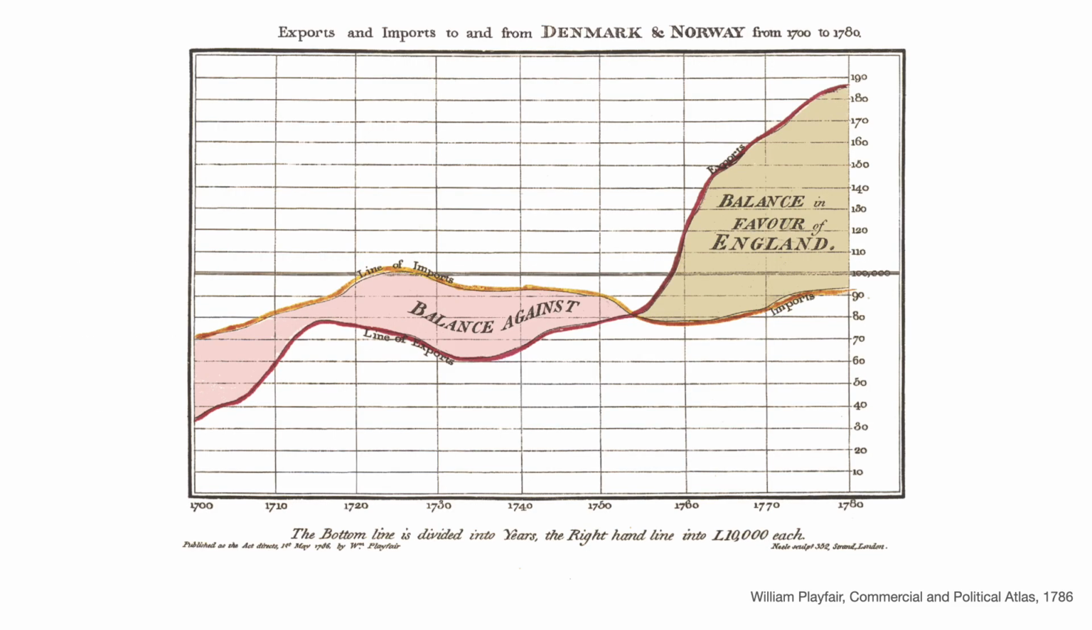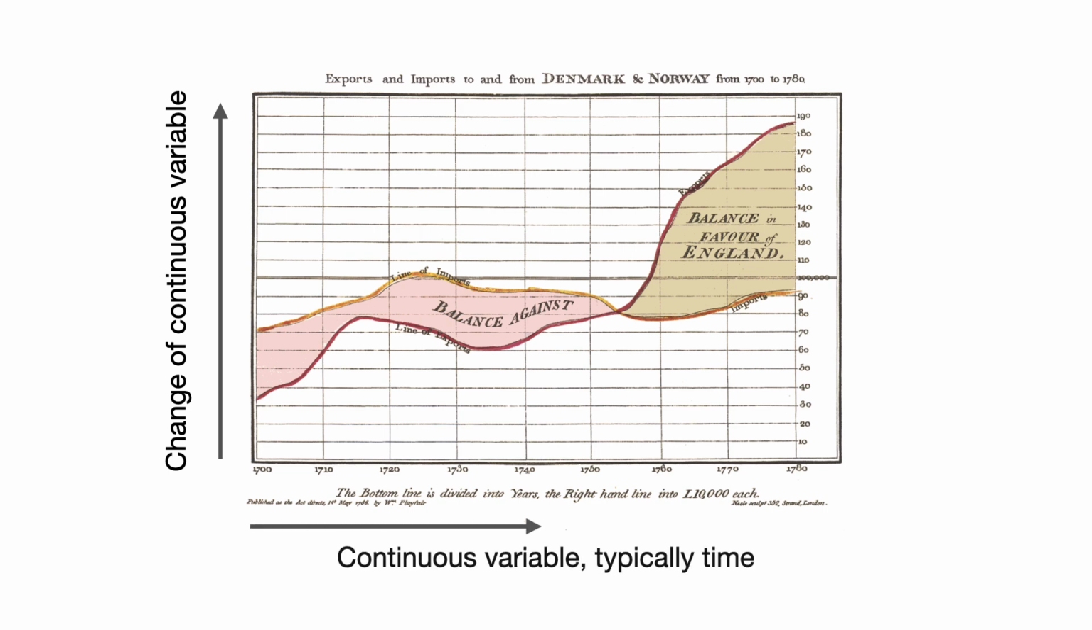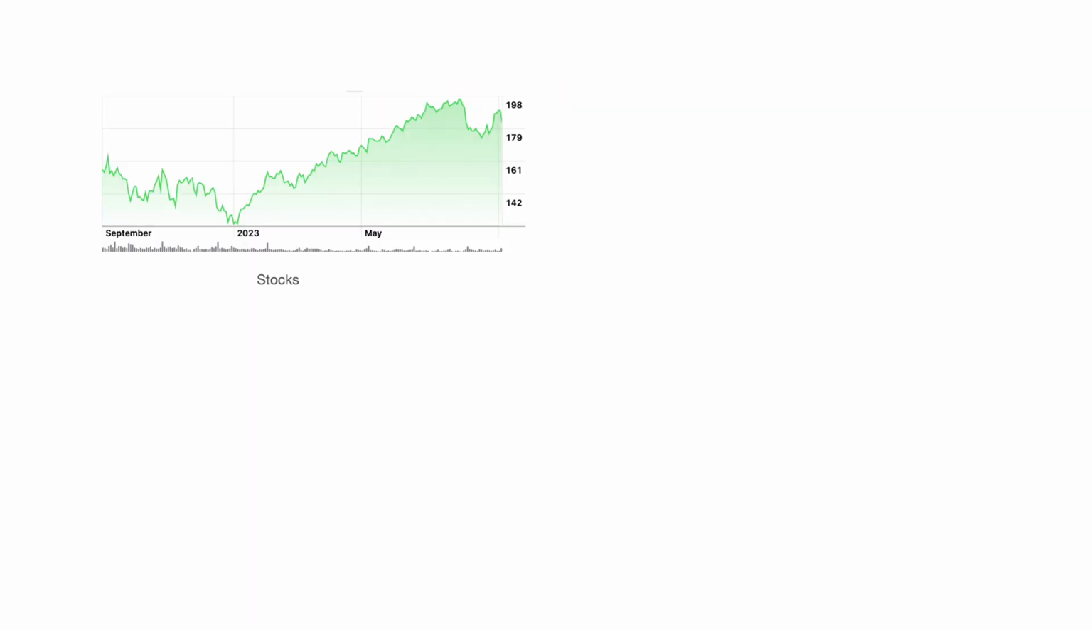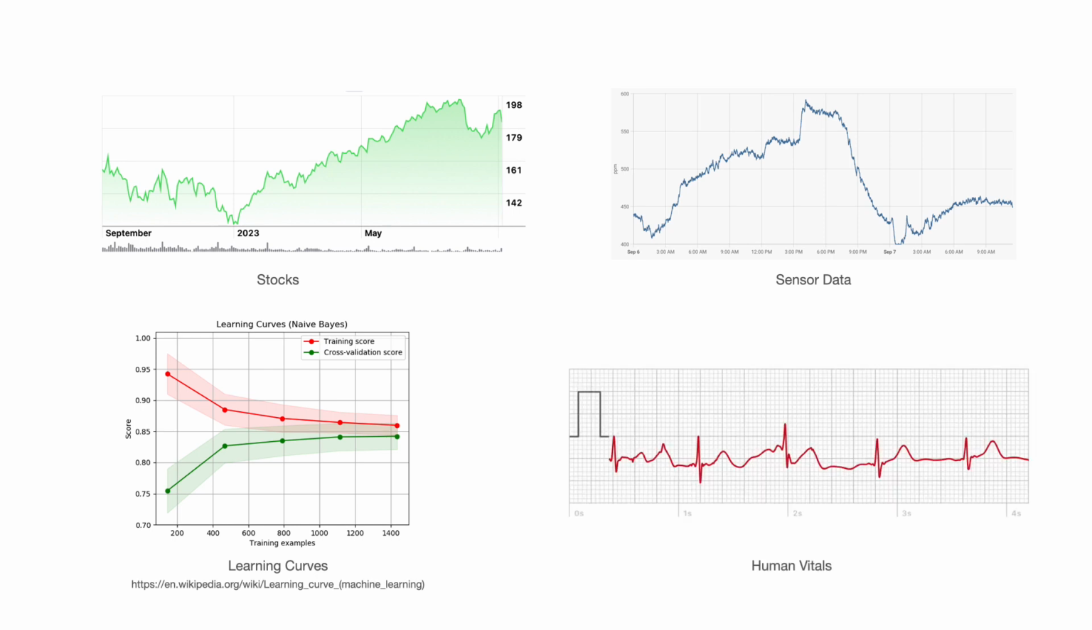William Playfair invented line graphs in 1786. Line graphs show a continuous variable's change over another continuous variable, typically time, as the changing position of a line mark. Line graphs have since become one of the most common data visualization types. Designers use line graphs to visualize stocks, sensor data, machine learning metrics, and human vitals, among others.